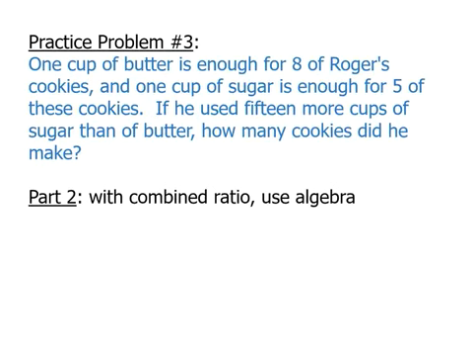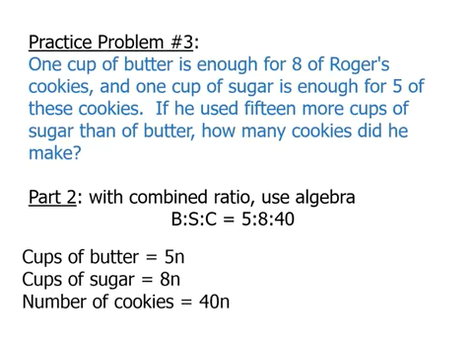Now with that combined ratio, use algebra. So there's our combined ratio, and we're going to say for some n, and n just represents kind of an abstract part. For some n, the number of cups of butter would be 5n, the number of cups of sugar would be 8n, and the number of cookies would be 40n. And so we get this directly from that combined ratio.